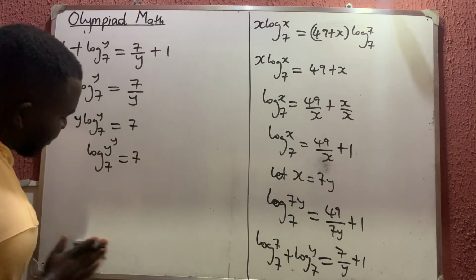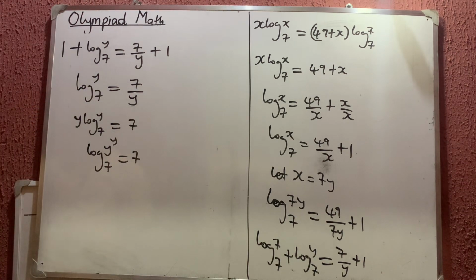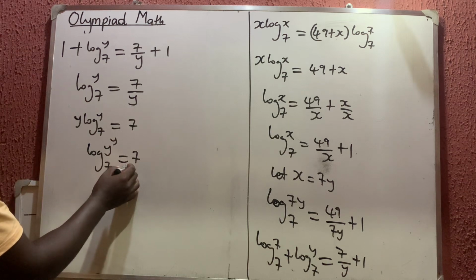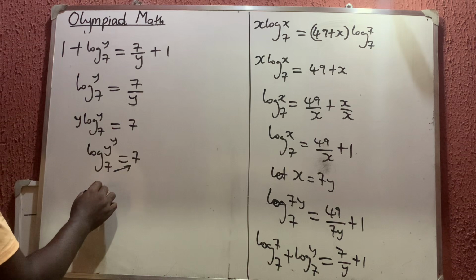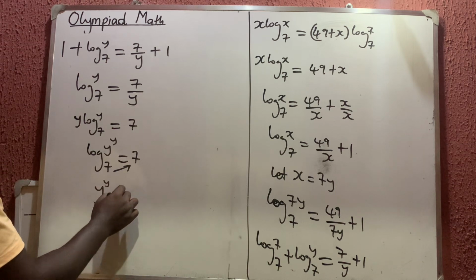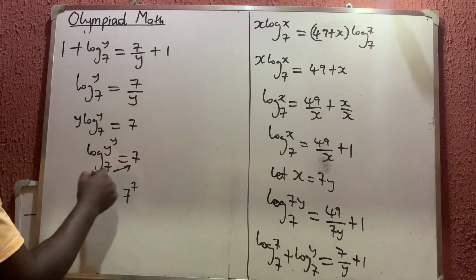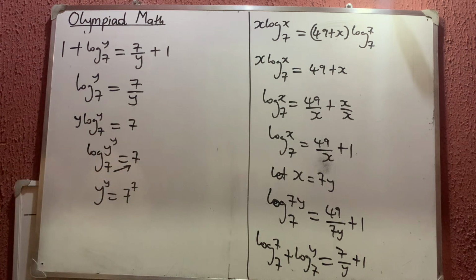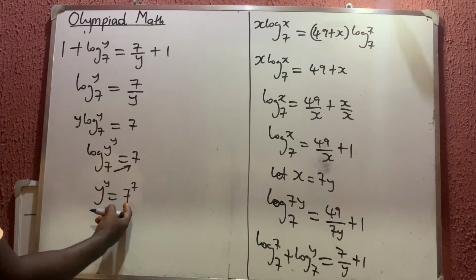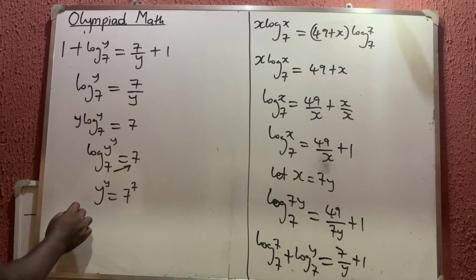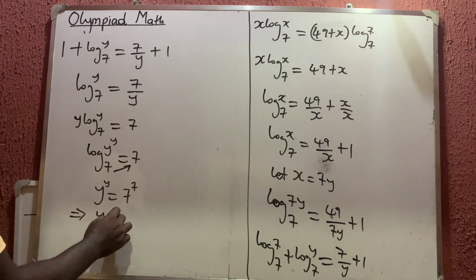Now, according to the law of logarithm, if you want to remove the log, we carry this across. So I have y raised to power y is equal to 7 raised to power 7. That's if you want to remove this log. So if you look at this, y raised to power y is equal to 7 raised to power 7, which implies that y is equal to 7.